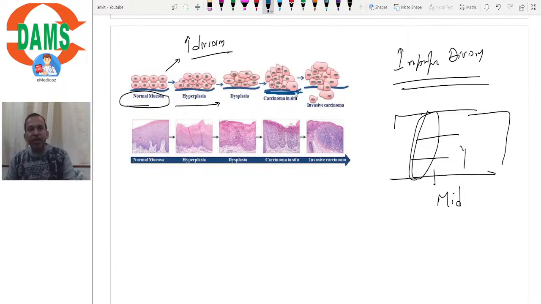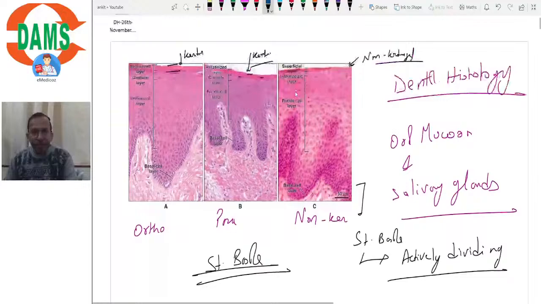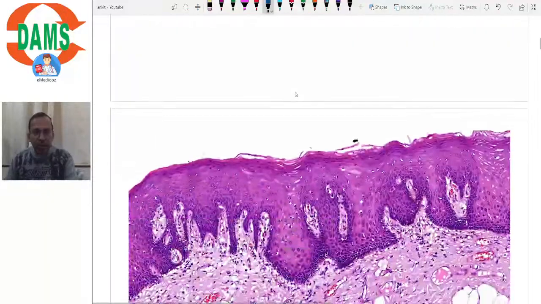So if you know the normal appearance, you can easily identify the abnormal appearance. So what did we see in the normal appearance? Let's take a look at the bigger picture.